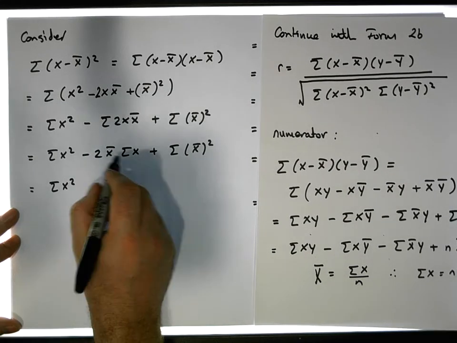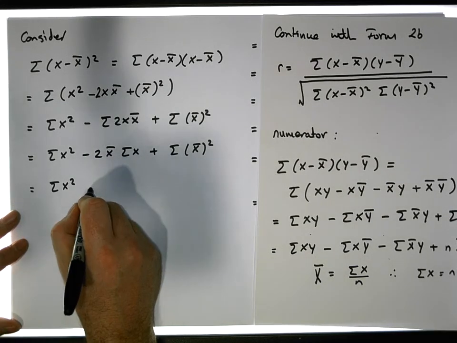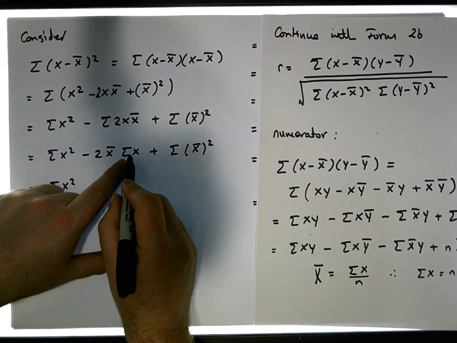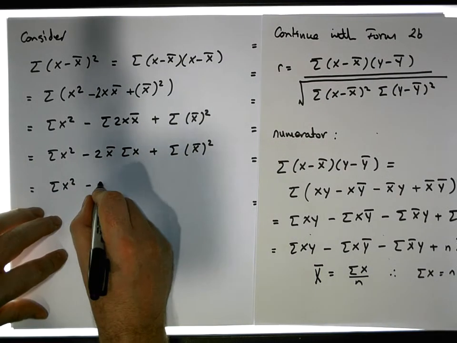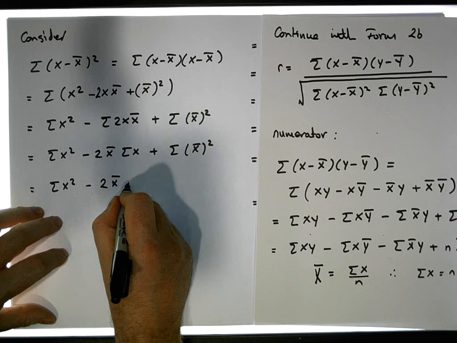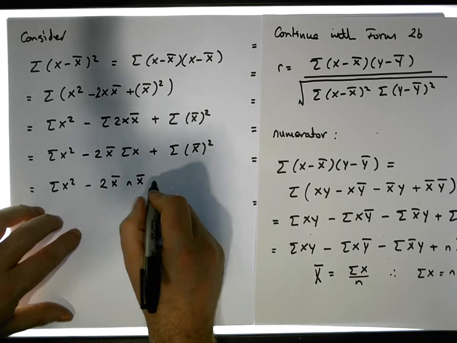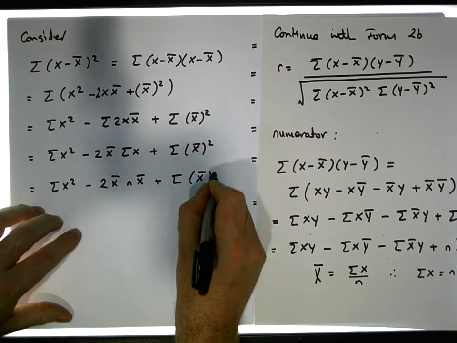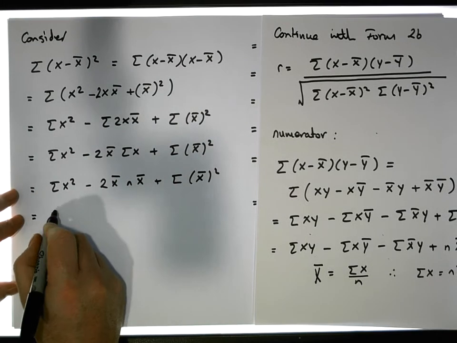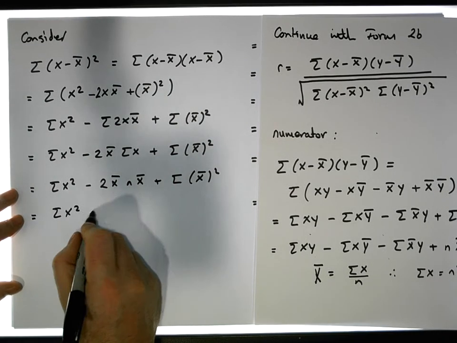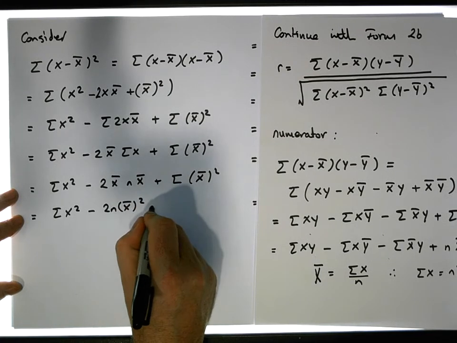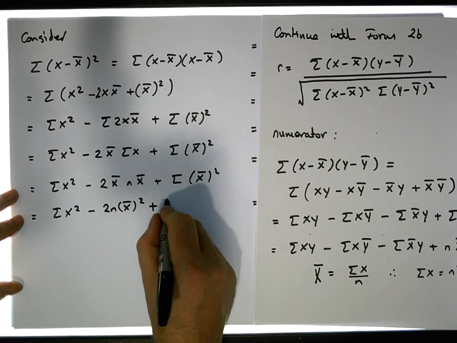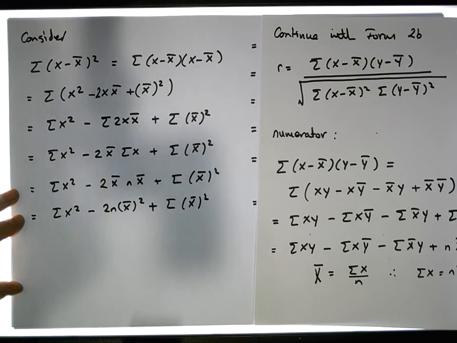So this becomes, let's see here. Have I missed? Oh, I've missed a summation here. There's my summation. Yeah. Okay. The summation is the same as n times x bar. So this becomes minus 2 x bar times n x bar, because that's what the sum of the x's is, plus the sum of the x bar squared terms, which is going to be the same as the sum of the x squareds minus 2n x bar squared plus the sum of the x bar squared terms, okay.